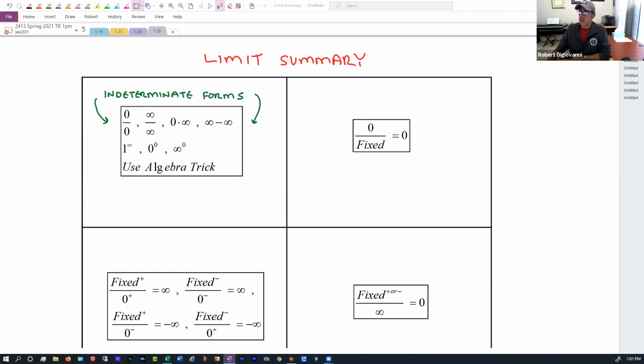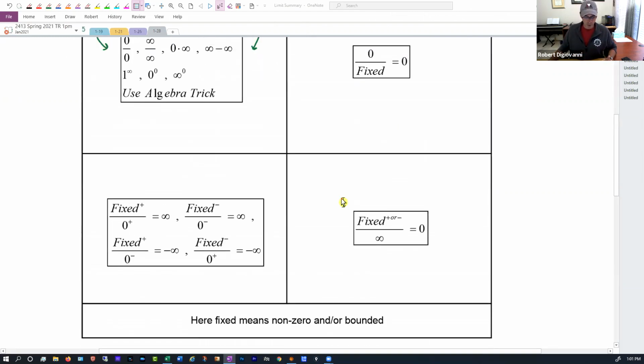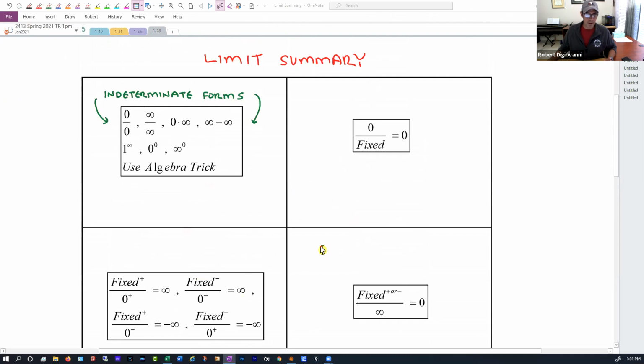Okay, so let me tell you a little bit about how this file works. It's broken up into 4 sections here. And this is kind of a summary of what happens when we take a limit of something and we're getting certain things happening. All we've talked about so far is this one case right here in yellow, when we take a limit and we get 0 over 0.